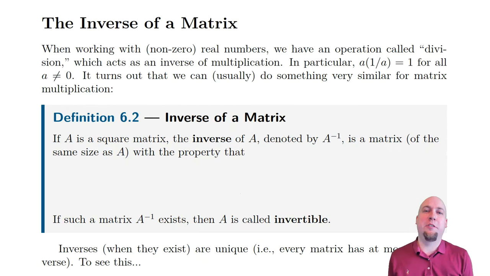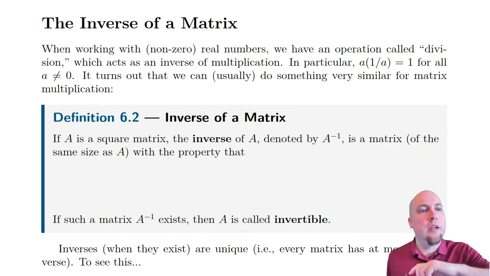In today's class, we're going to introduce something called the inverse of a matrix. The idea here is, think about real numbers for a second. With real number multiplication, you have an operation that undoes that multiplication. You have division. So one way of thinking about this is if I give you any number A, you can construct another number such that when you multiply them together, you get the number 1.